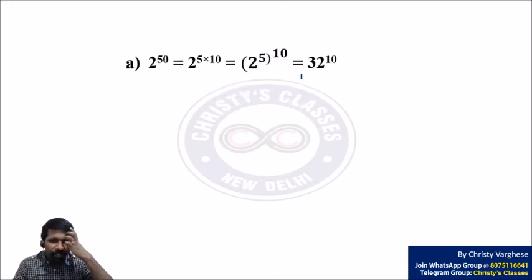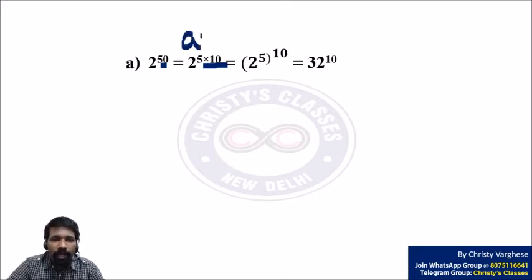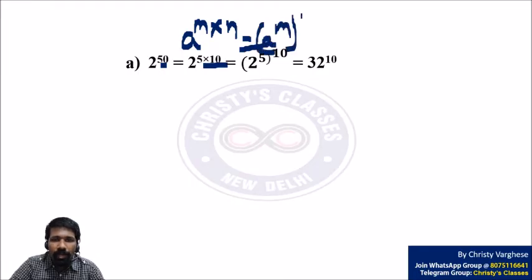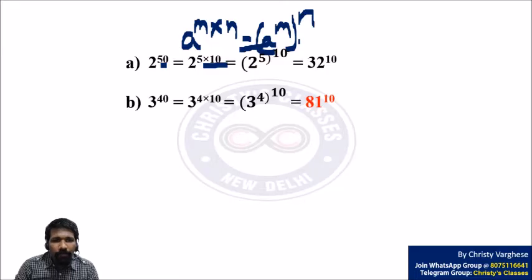So 2 raised to 50, that common 10 you are trying to take out. How you can take out? 50 you can write 5 into 10. You can write it as 2 raised to 5 the whole raised to 10, because you know a raised to m into n is a raised to m the whole raised to n. You are writing RHS equal to LHS in the property we learned. A raised to m the whole raised to n is a raised to m into n. Same property you can apply for 3 raised to 40 also. 3 raised to 4 into 10, which is 3 raised to 4 the whole raised to 10.